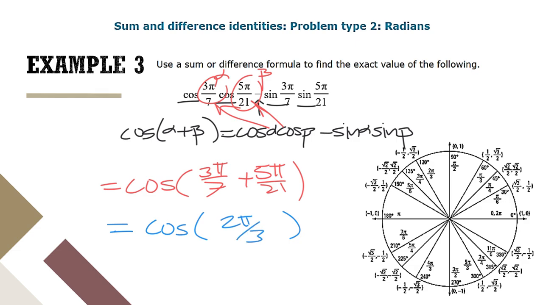Again, you can use your calculator to solve that. That's fine. Cosine of 2 pi over 3. So go to 2 pi over 3. What is the y value? That is equal to negative 1/2.